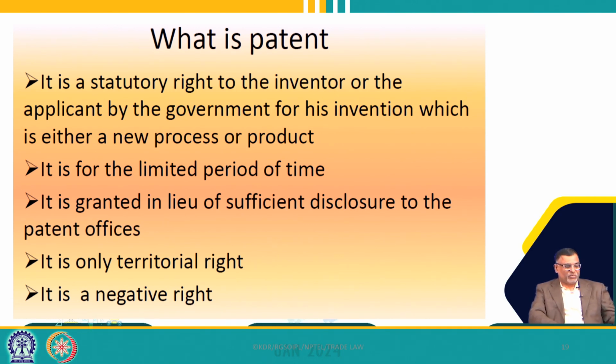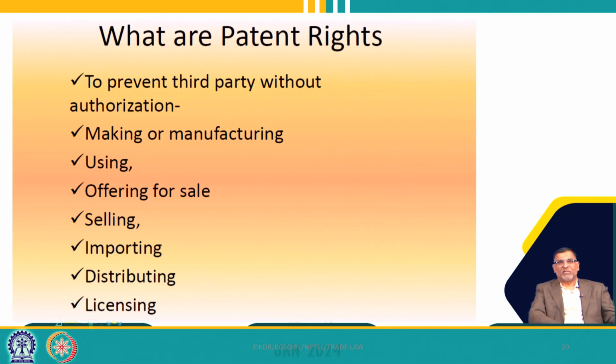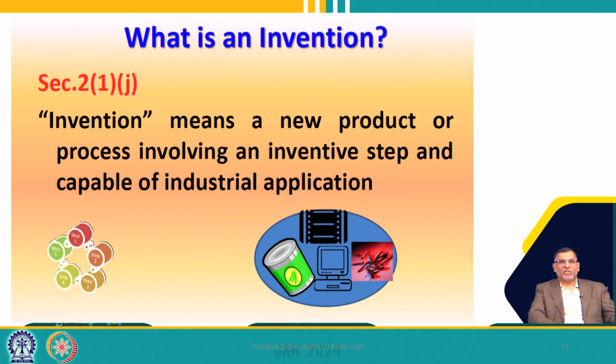So, preventing others from doing or copying, and also the patent right completely prevents third parties from making, using, offering for sale, licensing, distributing, importing. So, you require the patent owner's written consent for doing all these activities during the protection time, that is for 20 years.